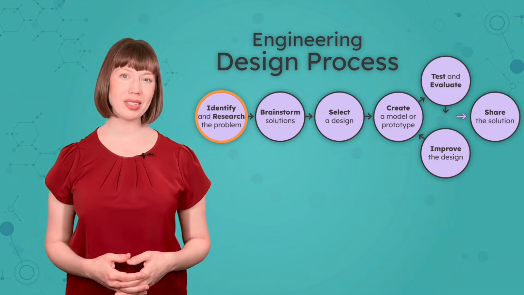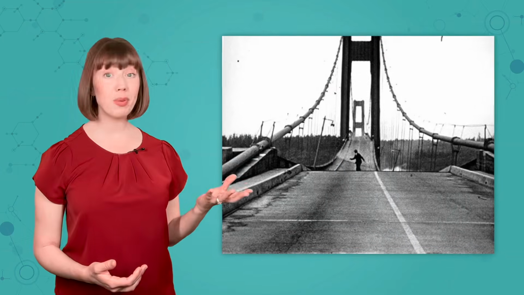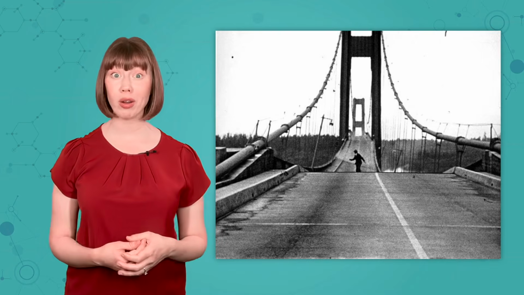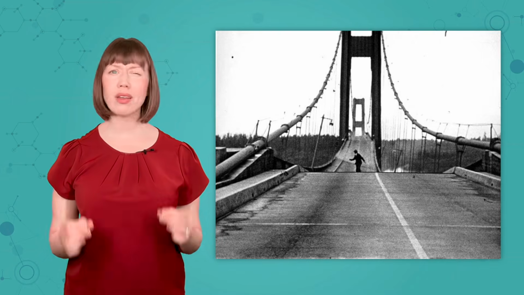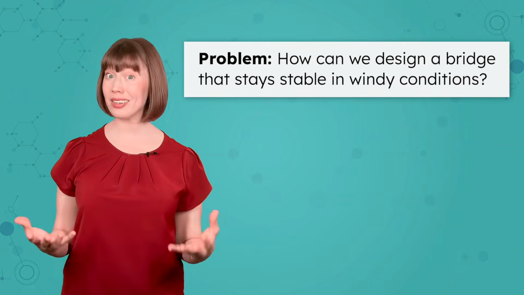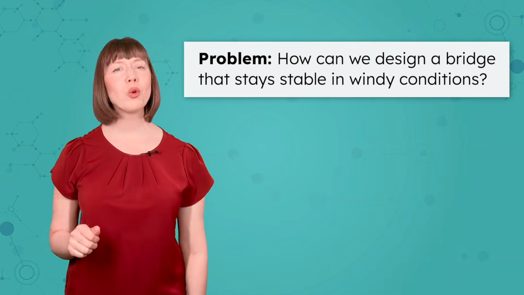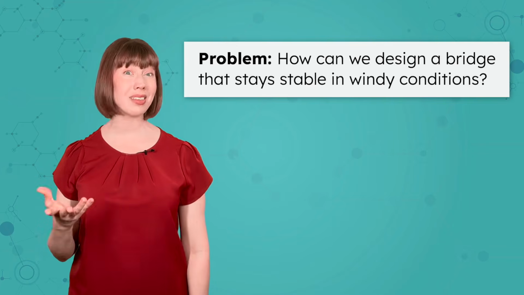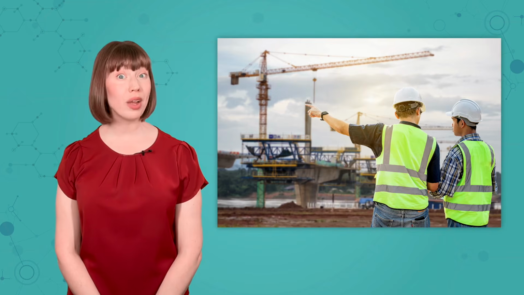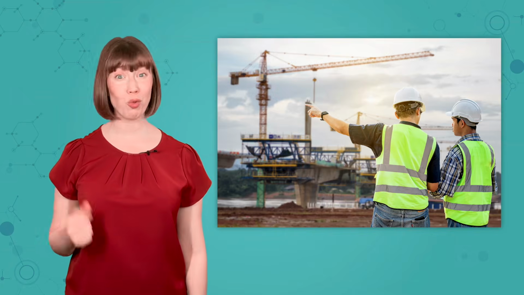Before jumping to solutions, engineers first needed to clearly identify the problem. The bridge had become unstable in the wind, which caused the bridge to twist and tear itself apart. So the engineers were left with a clear problem. How can we design a bridge that stays stable in windy conditions? The engineers initially focused on this bridge specifically, but their work would become much more important in the grand scheme of bridge design. What they learned in this project ended up affecting bridge safety regulations for years to come, making bridges safer for travelers all over the world.